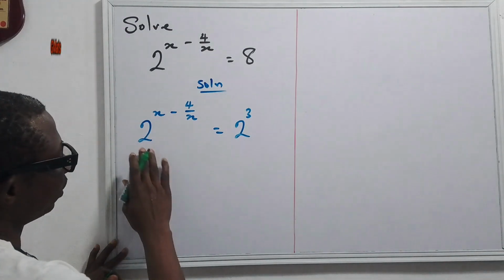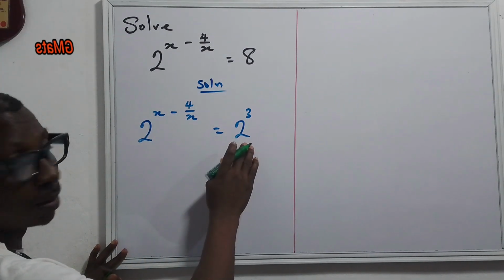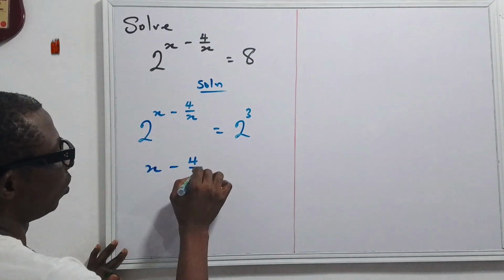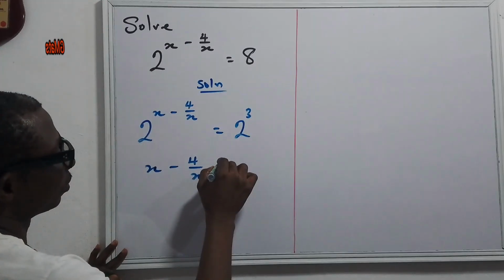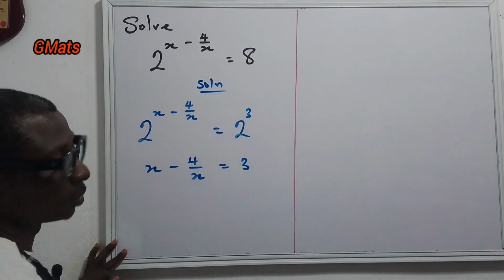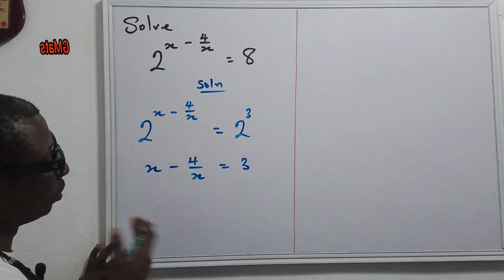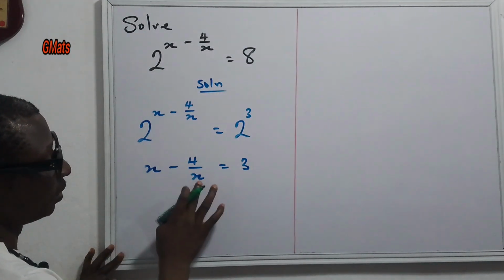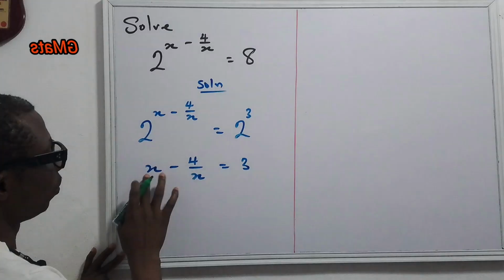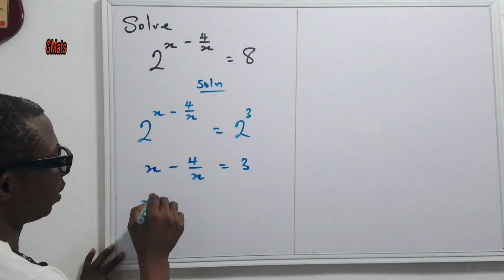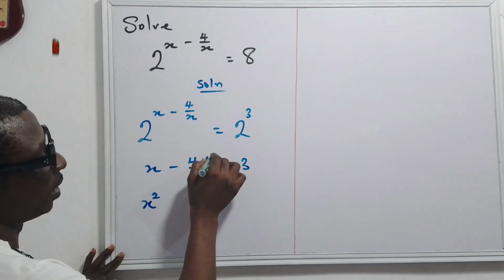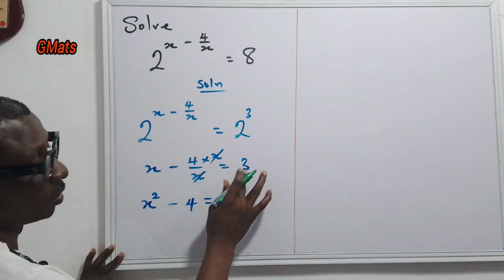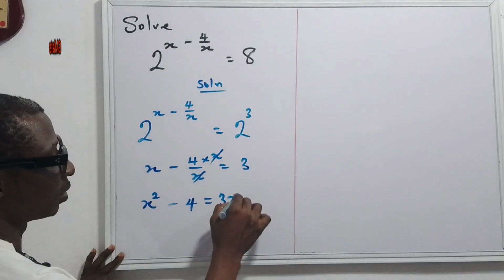Okay, the base is the same, so you can equate the powers. So we have (x minus 4) over x equals 3. Now the next thing to do is to multiply through by x. So I multiply this by x, this by x, this by x. When you multiply this by x, you have x squared. Now when you multiply this by x, x will cancel x, so you have negative 4 equals, multiply this by x, 3x.